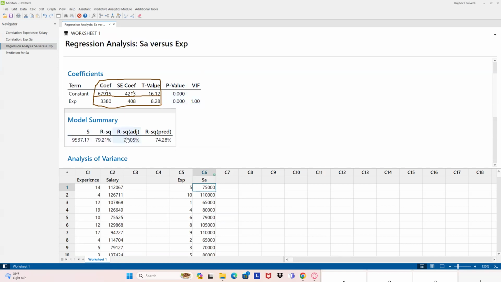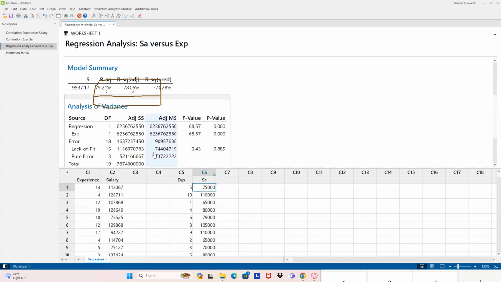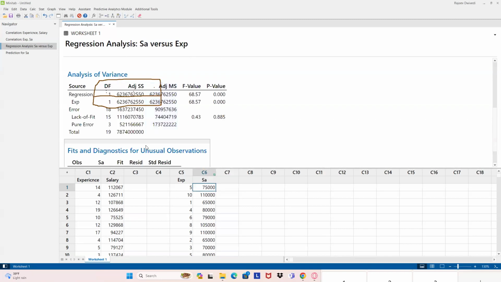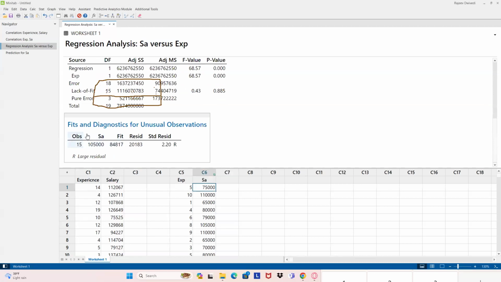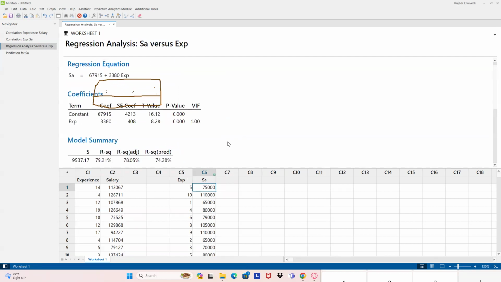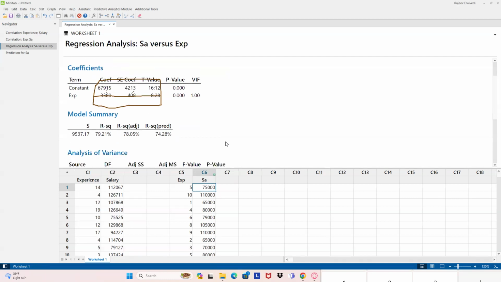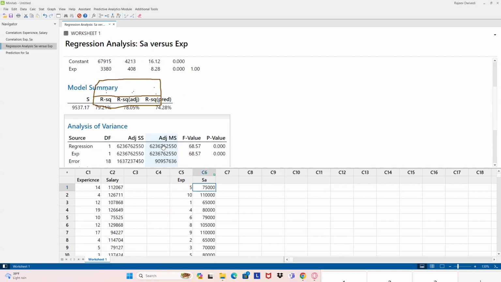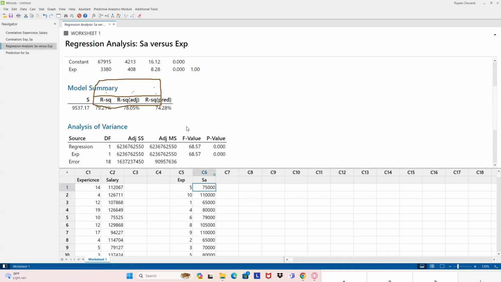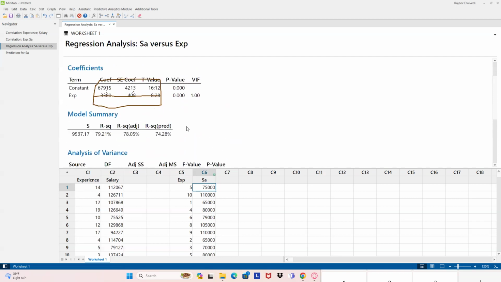Now, what is adjusted R square? If you see in this, observation number 15 is a little bit odd, unusual, and it doesn't fit properly in the model. So maybe some error. Basically, adjusted R square is a more refined R square value, which excludes unnecessary or unusual observations or useless items from the analysis.